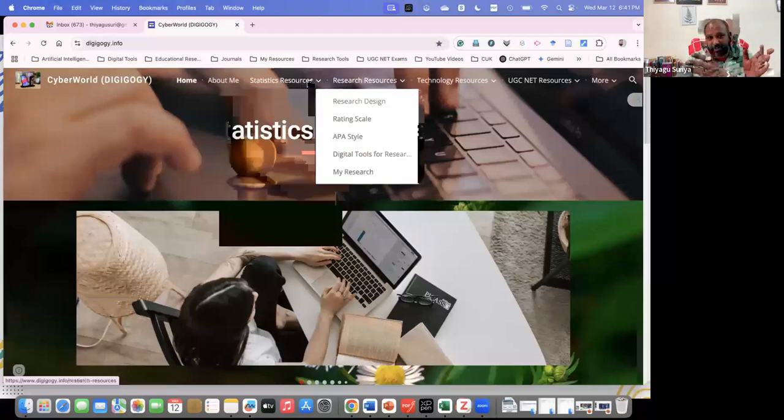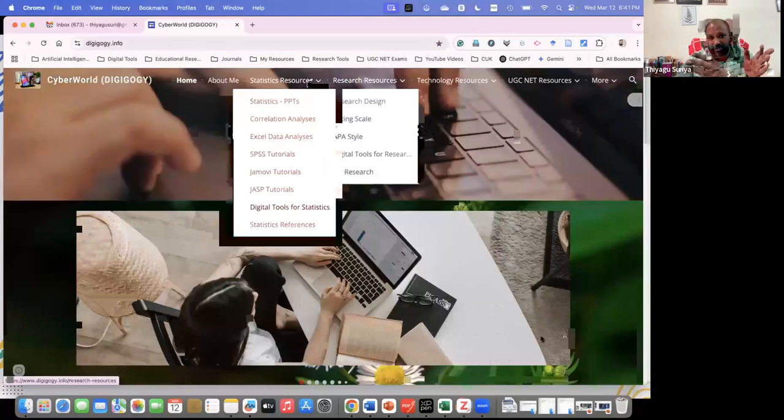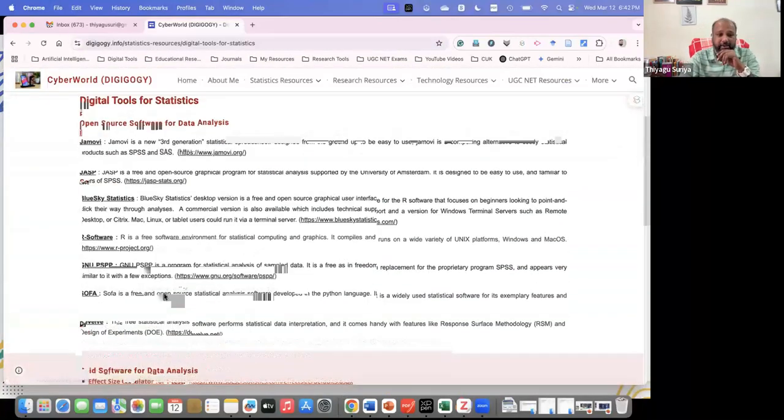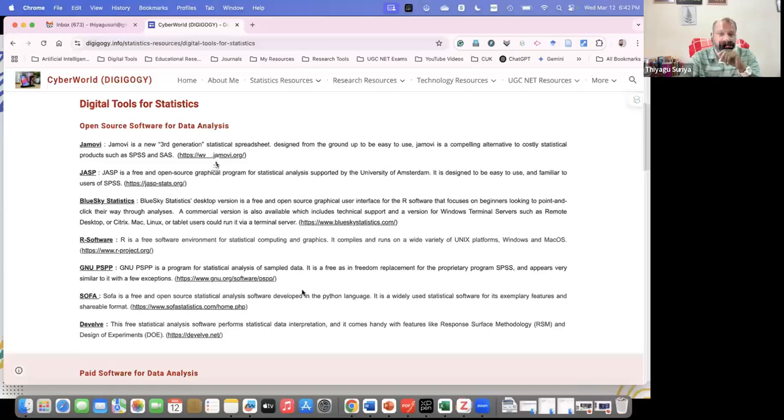For this, you can go to the statistical resources. Under this, there is a digital tool for statistics, which is another web page. I'm just sharing this particular link. When you go to this link, you can find a sample size calculator.